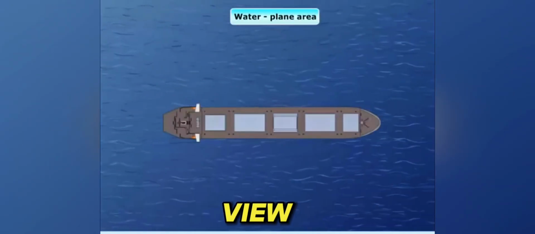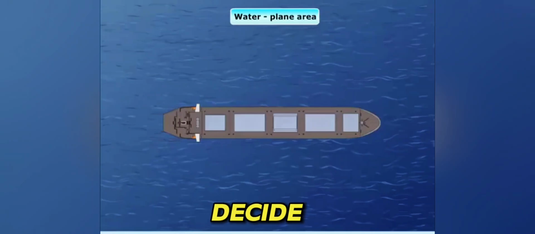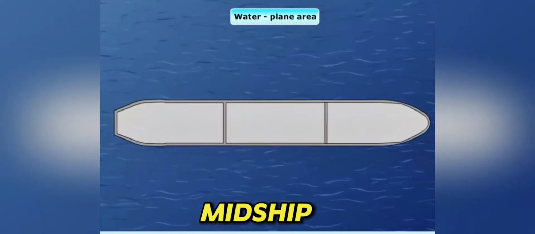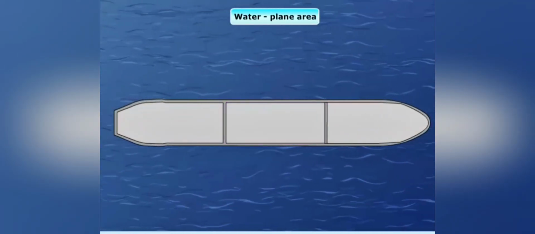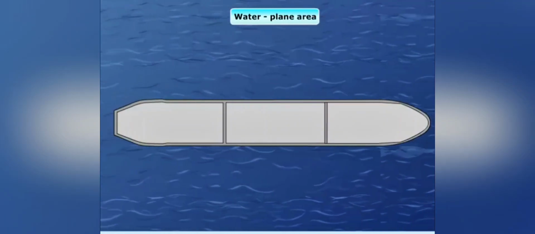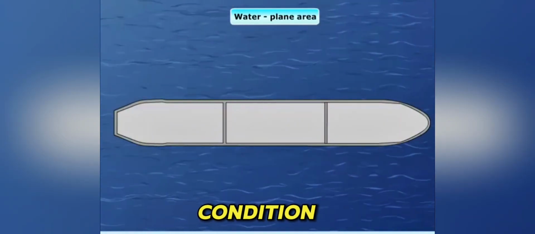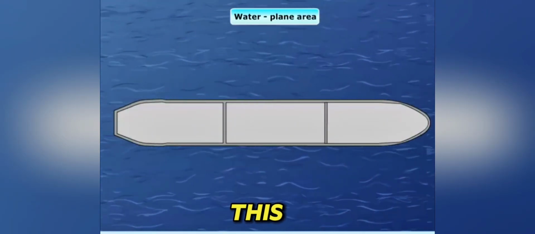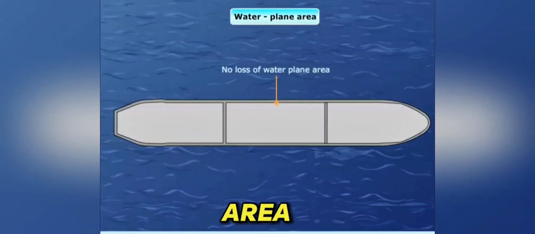A bird's-eye view of the waterplane will allow us to decide whether the waterplane area of the midship compartment is lost or not. In normal condition, the view of the waterplane is like this. There is no loss of waterplane area.